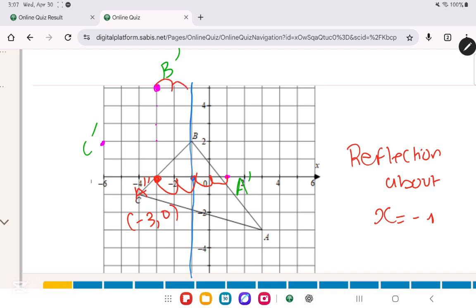So on the opposite side, like a mirror, you are going to move 2 points. So it's going to be 1, 2, and this is its new point over here. So this is B double prime, and its point is (1, 5).